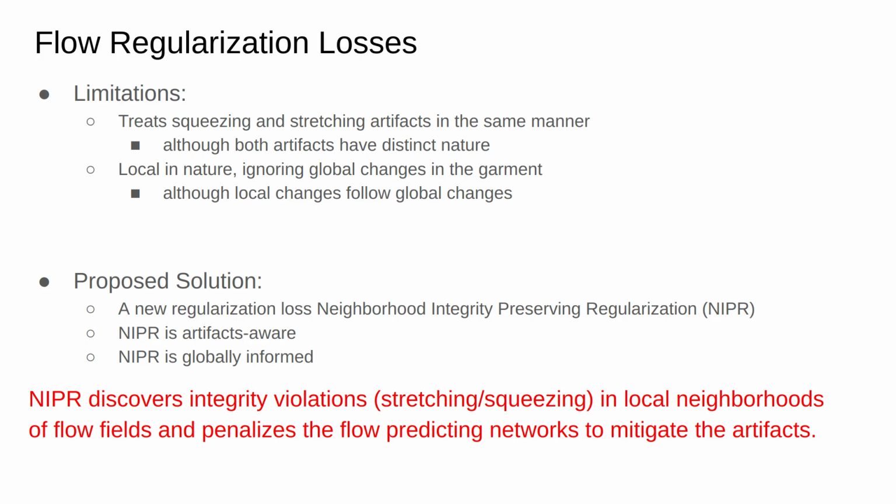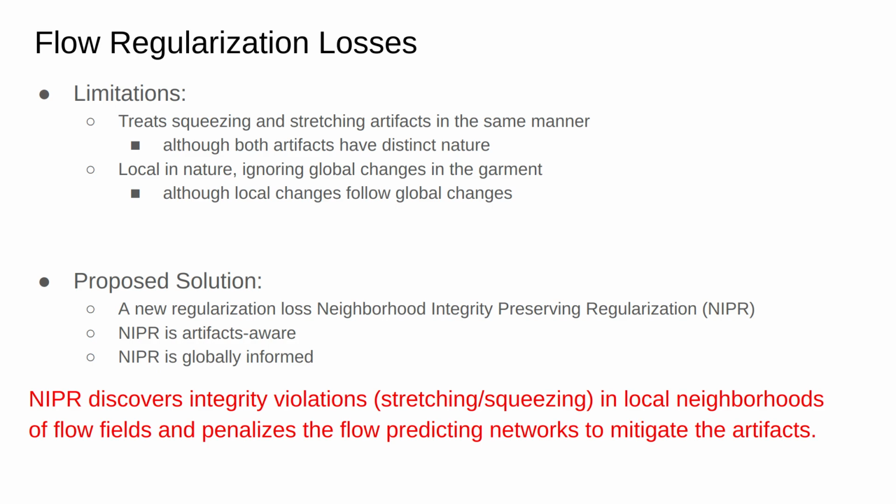For example, they treat squeezing and stretching artifacts in the same manner, although both artifacts have distinct nature and therefore need different treatment. Moreover, these losses are local in nature and do not take global changes into account while adjusting flows in local windows. We propose a new regularization loss called Neighborhood Integrity Preserving Regularization (NIPR). NIPR is artifacts aware and appropriately penalizes each type of artifact. NIPR is also globally informed and takes global changes into account while adjusting flows in local windows.